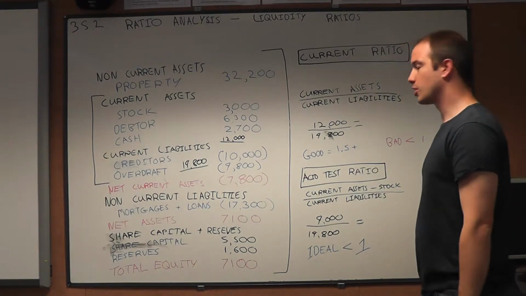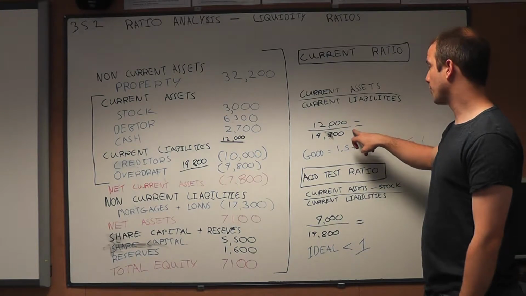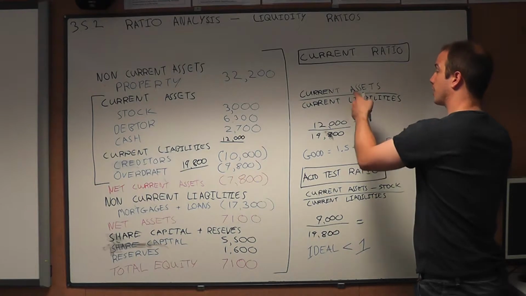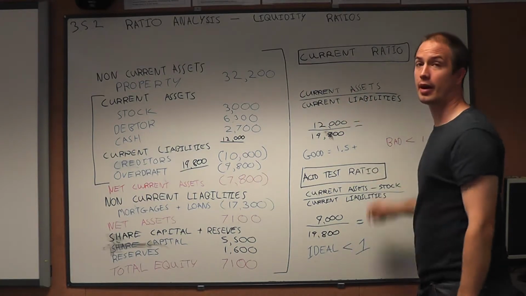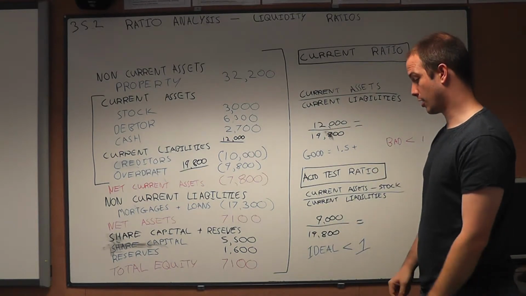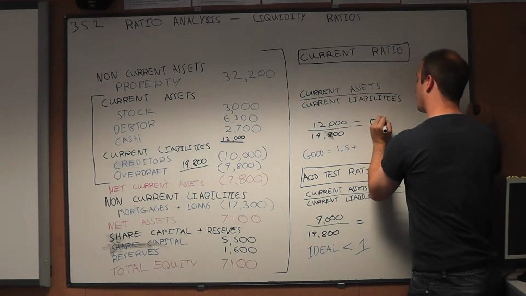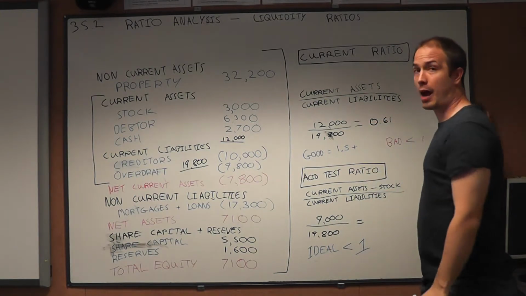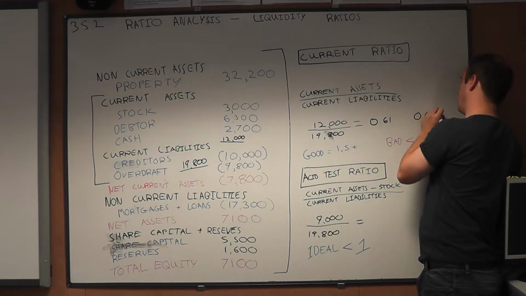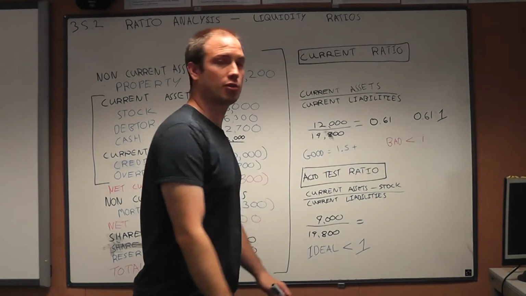Okay, so to calculate our current ratio, we're going to take our 12,000 and divide it by our 19,800 because it's calculated by our current assets divided by our current liabilities. So we take those numbers and we put them in this equation. So I can tell you that that is equal to 0.61. And we would express that as 0.61 to 1. So that's our current ratio.